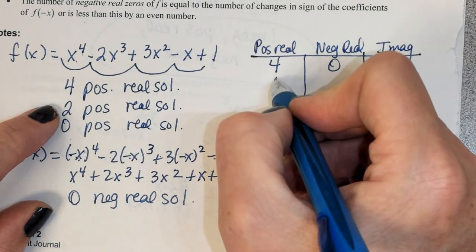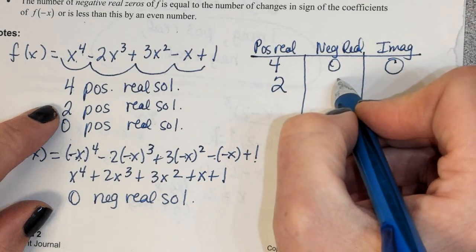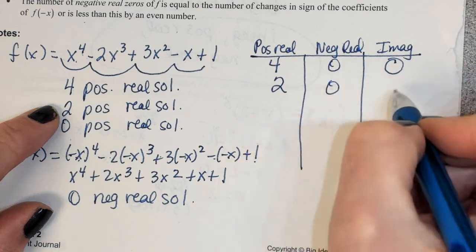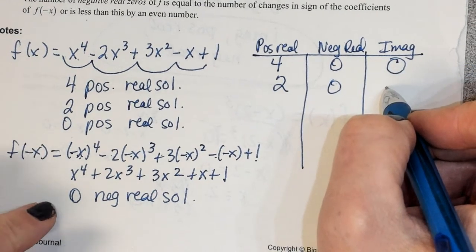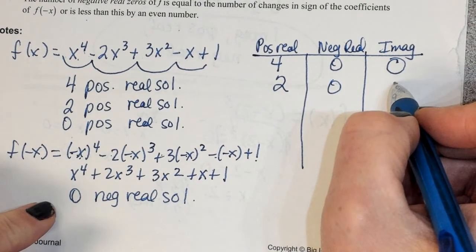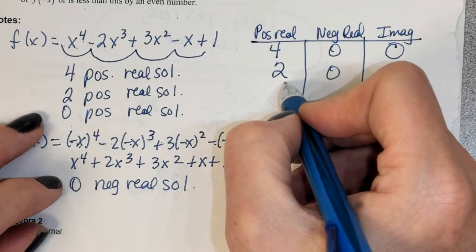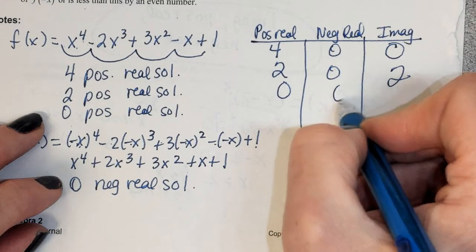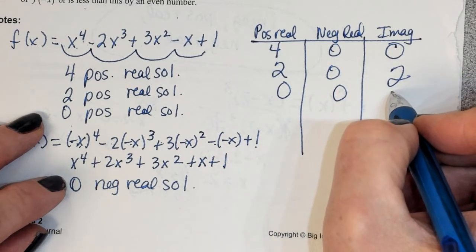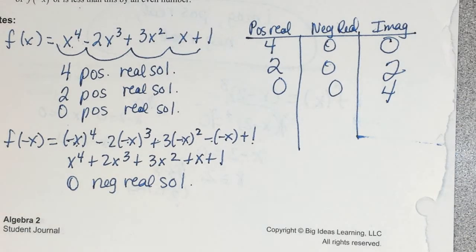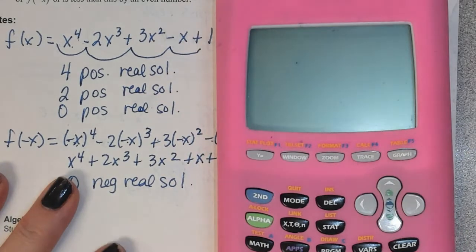I could also have 2 positive reals. How many negative reals are possible always? 0 here. Didn't it say 0 right there? So how many imaginaries might we have? 2. We could have 0 positive reals, always 0 here, and how many imaginaries might we have? 4. Those are the only possibilities.